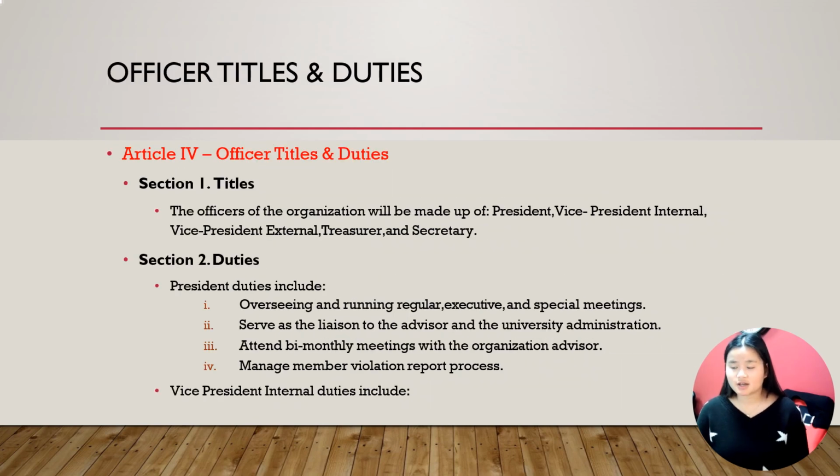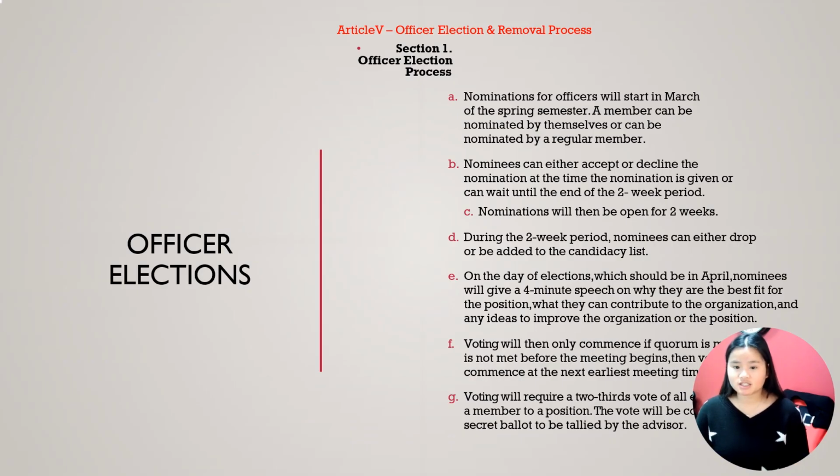The next element is the officer titles and duties. So this is where you list out all officers and their duties pertaining to that position. Obviously, we have to have a president and a treasurer in the officer board, and so we want to make sure that all duties are listed pertaining to that. Some duties may overlap with other officers, but just making sure that you guys include that in your constitution.